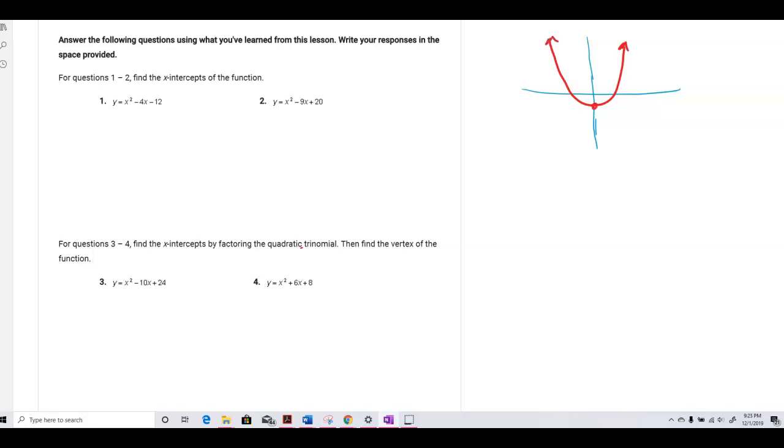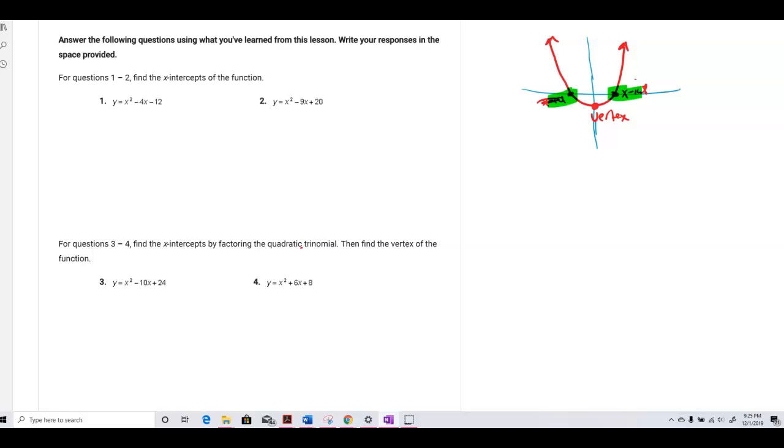There are certain parts of it that we need to know. One, this is a vertex, and then two, these are what we call x-intercepts. Okay, so that's an x-intercept and that's an x-intercept, right? Now, when we talk about these x-intercepts first, how do we find them?